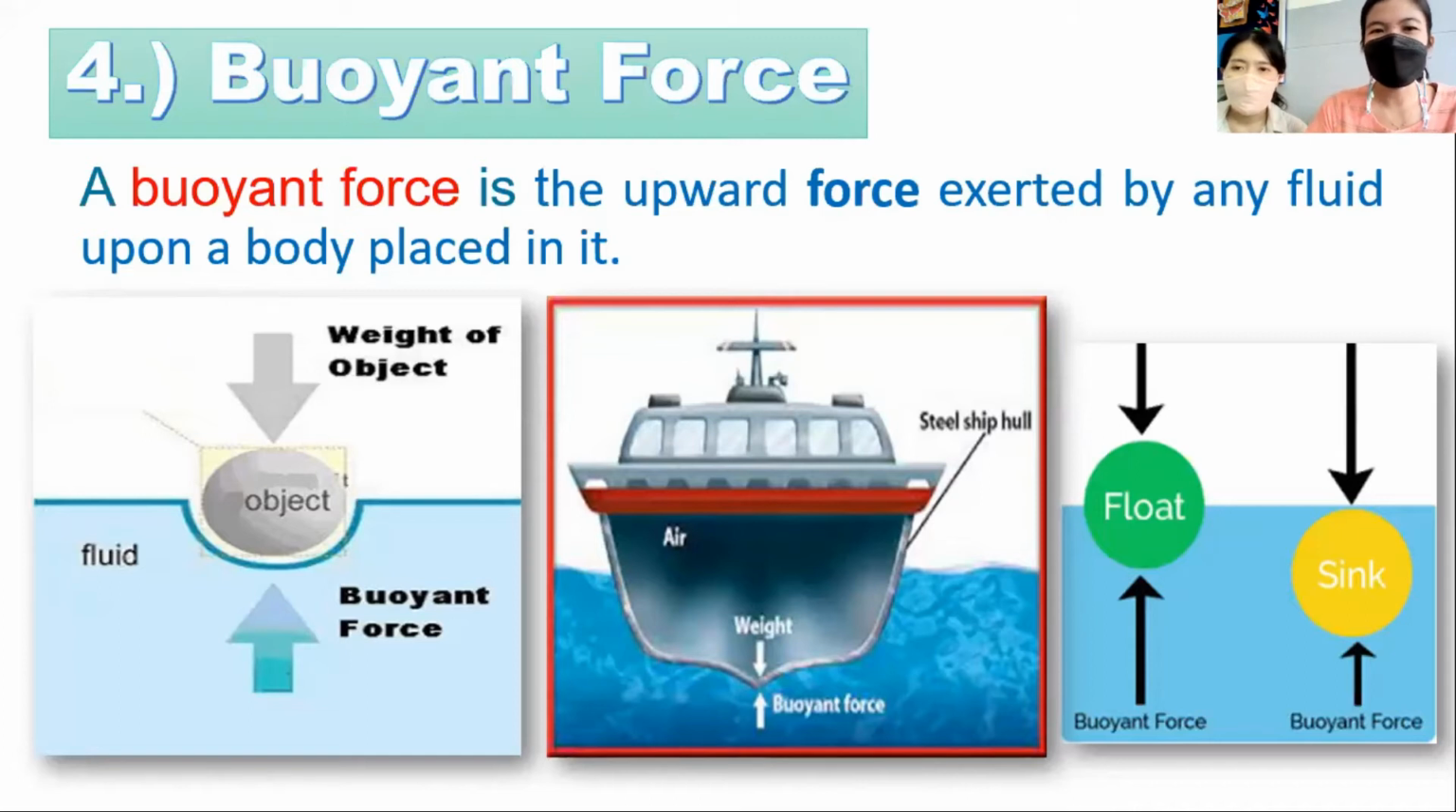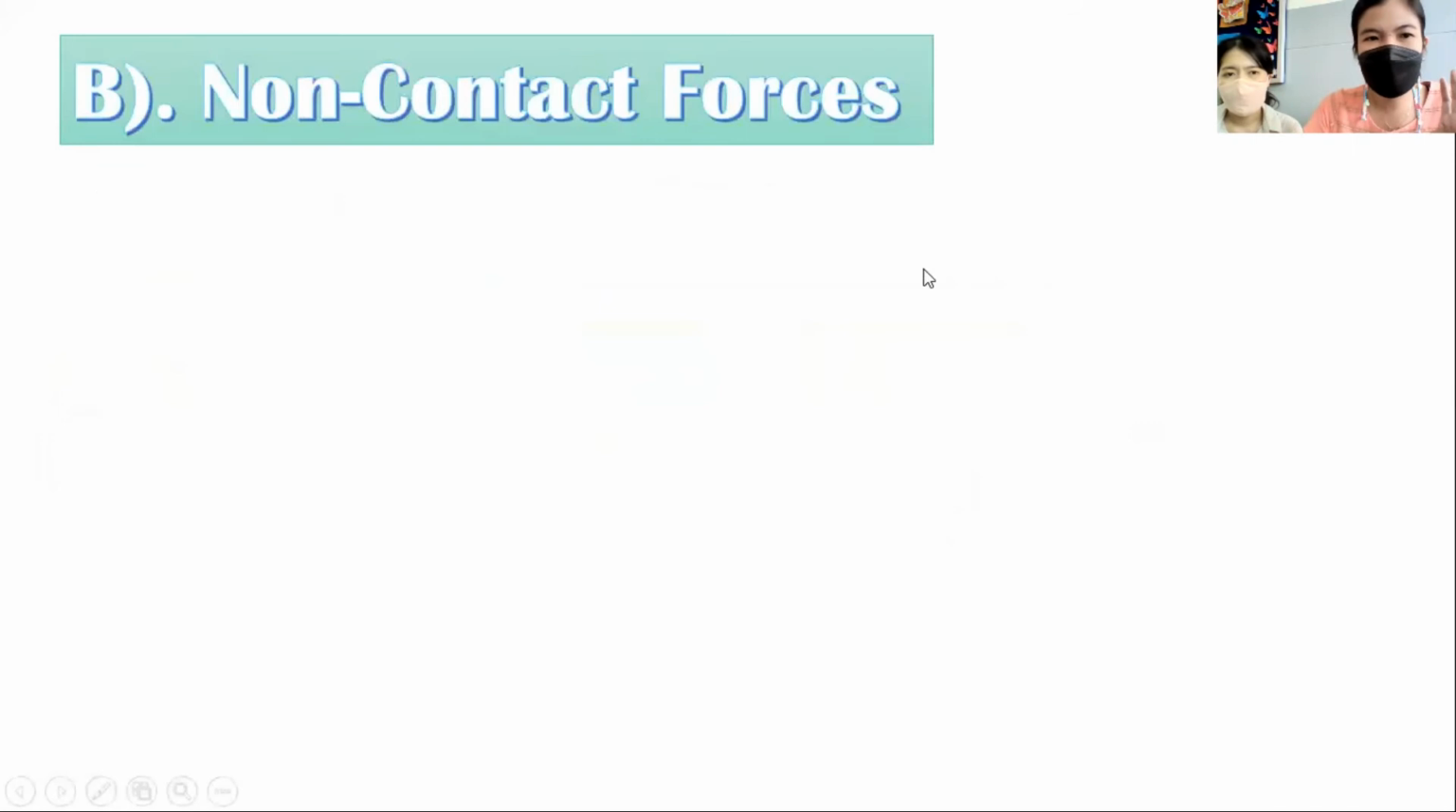Okay, so this is buoyant force. There are only 4 examples of contact force. The first one is the normal force. Next one is the friction force. What is number 3? Number 3 is tension force and number 4 is the buoyant force. Let us continue.